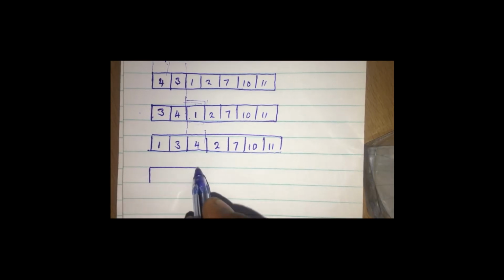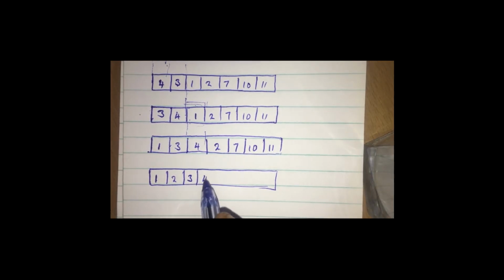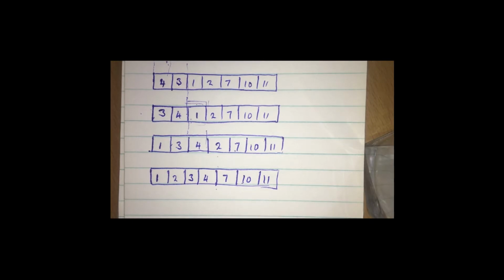All right, so 2 belongs here, between 1 and 3. So it's 1, 2, 3, 4, 7, 10, and 11. When you look, 2 has shifted, so our line will now shift here. If you look at 7, it's in its right position, 10 is in the right position, and so is 11. So this array is sorted.